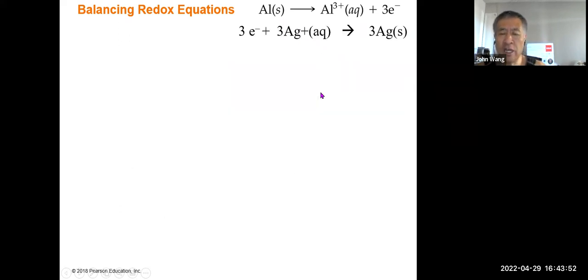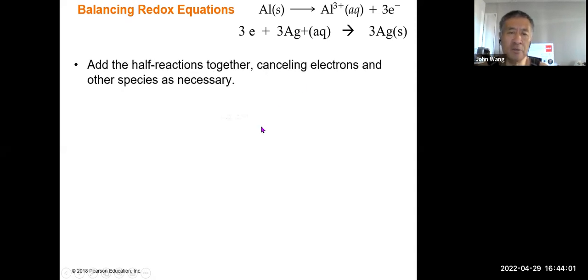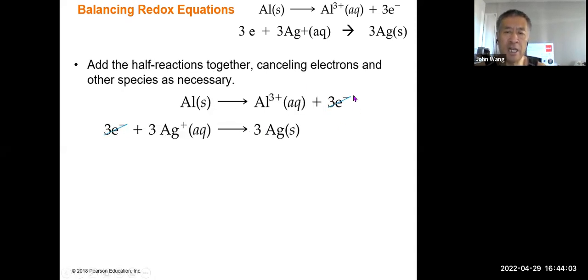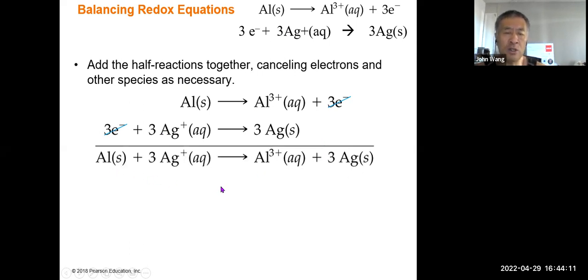Now we can add them together. So now we copy here. We have 2 equations, both of them with 3 electrons. And then you just add them together. What happens is the electrons cancel out. Then this is the leftover of the reactants. This is the leftover of the products. So therefore, our overall equation will be Al plus 3Ag+ produces Al3+ plus 3Ag solid.